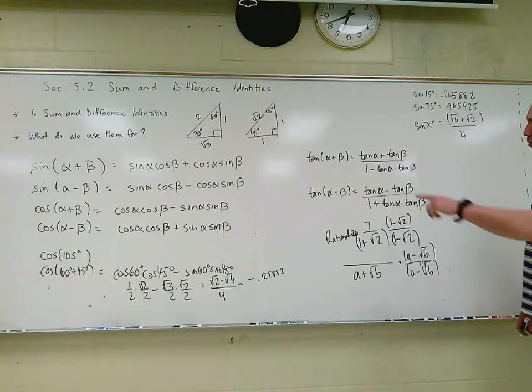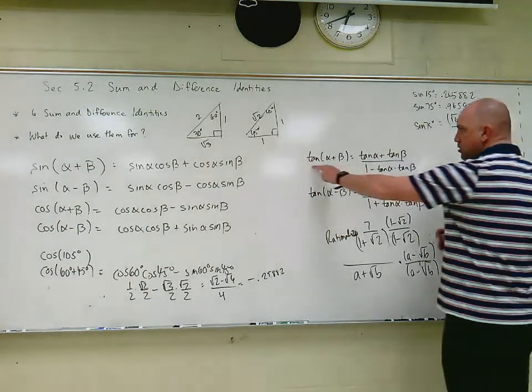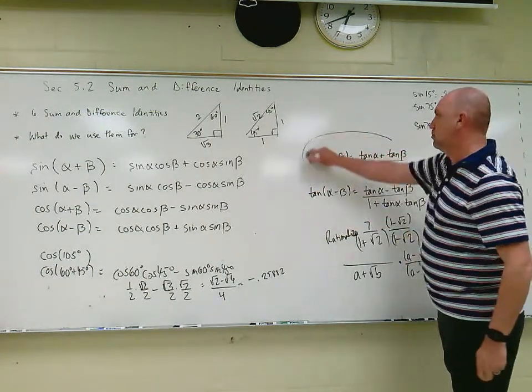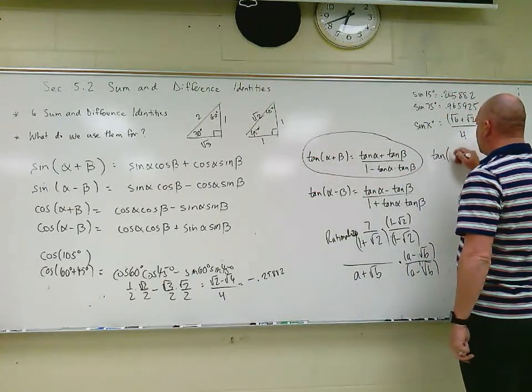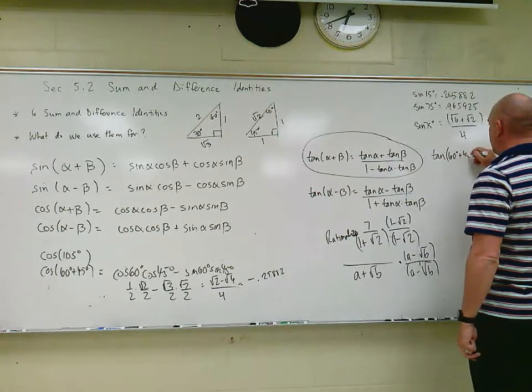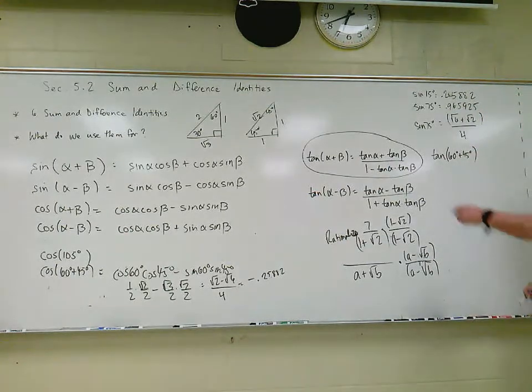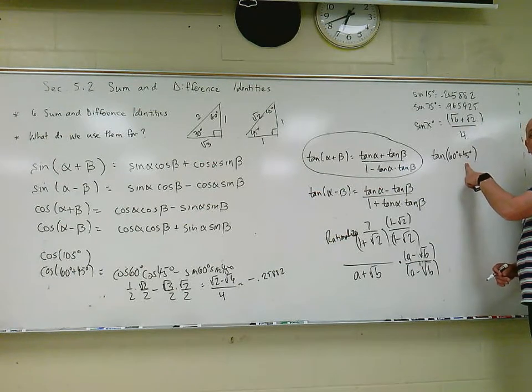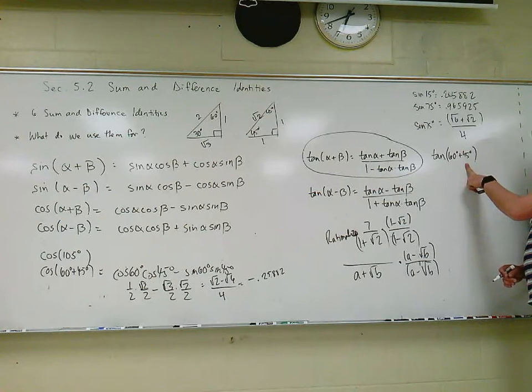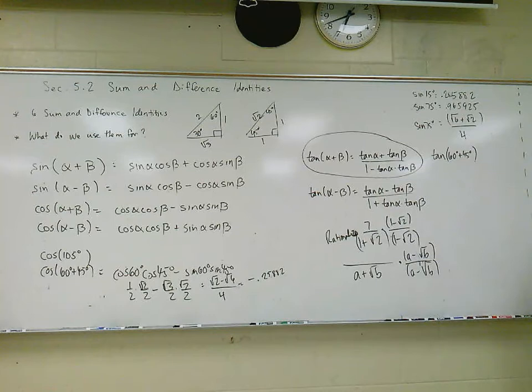All right, so why don't you try tangent of 105, so we'll use this one. And we'll do the tangent of 60 plus 45, and let's work through that. So what's nice is tangent of 45 is nice. What's the tangent of 45? The loneliest number, 1. Okay, that's nice. Go ahead, see if you can get that, and then we'll check it on our calculator.